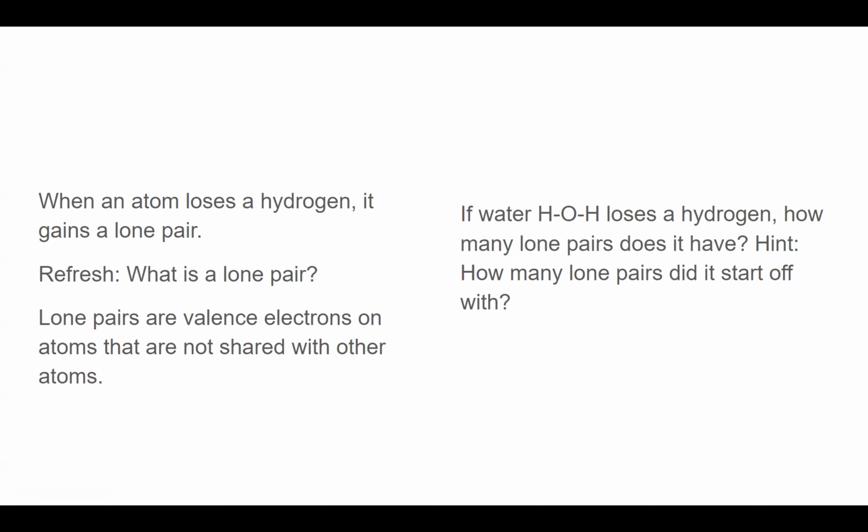When an atom loses a hydrogen, it gains a lone pair. What is a lone pair? As referenced before, lone pairs are the valence electrons on an atom that are not shared with other atoms. So, for example, oxygen, to fill up the octet, will bond to 2 hydrogens or 2 other atoms, but it will still have 2 lone pairs to fill up the octet.